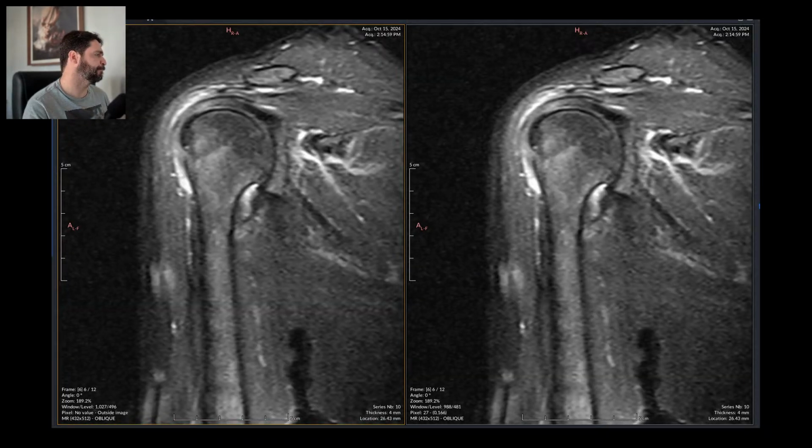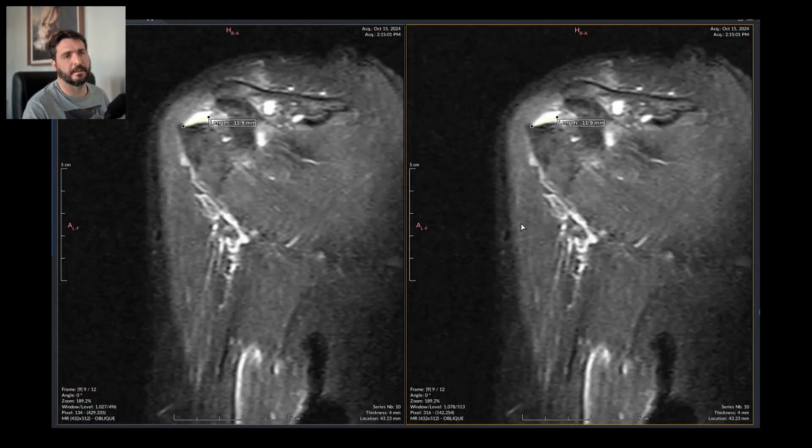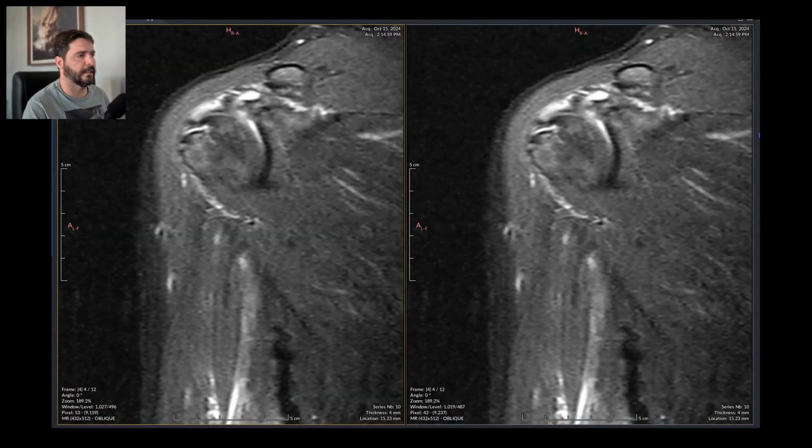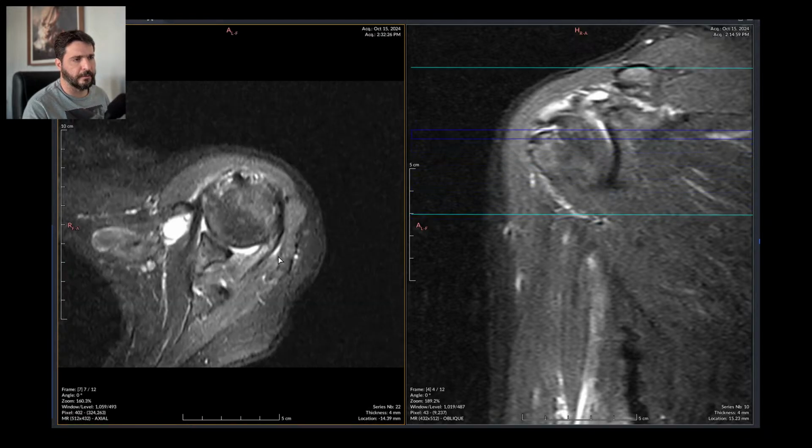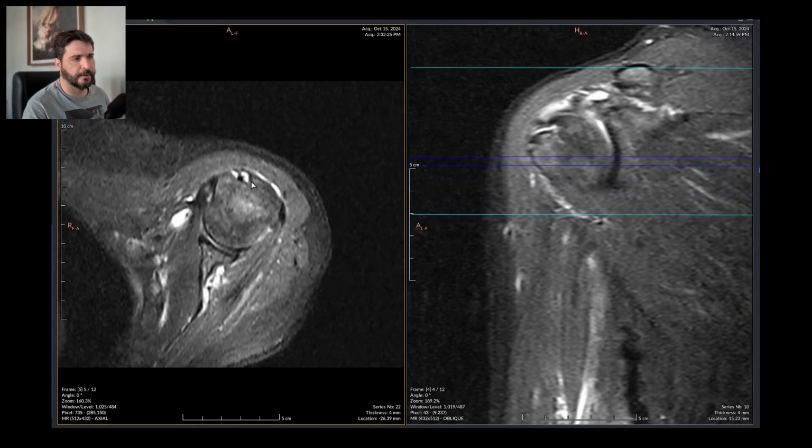I have a template for this, of course. Why not? And I just forgot about the long head of the biceps tendon. Of course, we are supposed to see if there is any tear of that. I'd rather check for the axial view first.